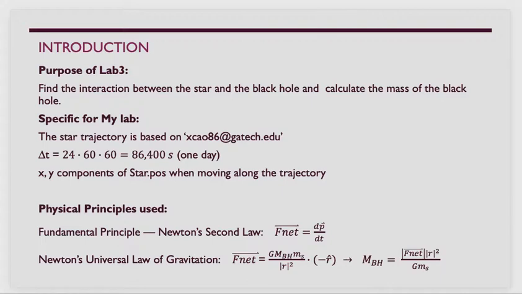Here are the two physical principles that I used. First is a fundamental principle, Newton's second law, F net equals dp divided by dt. And the second is Newton's universal law of gravitation. Here specifically, we use the magnitude of F net times r squared, divided by the gravitational constant times the mass of the star, to calculate the mass of the black hole.